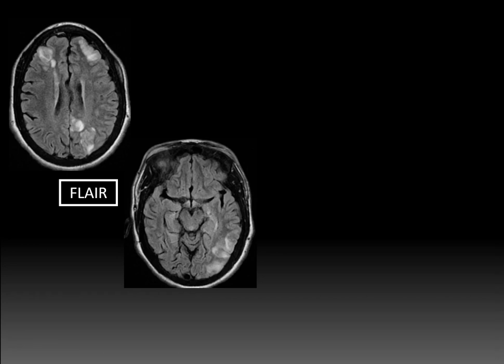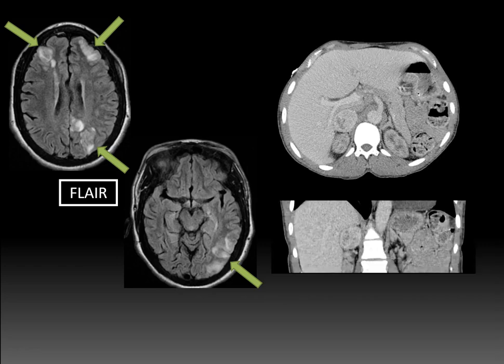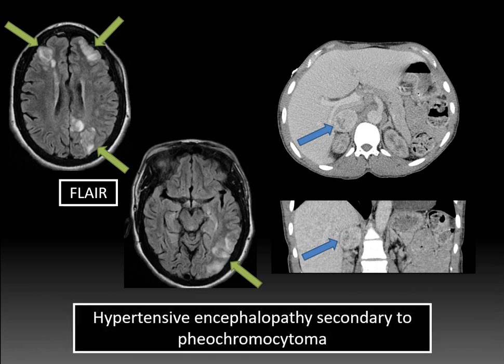These are FLAIR images of the brain. FLAIR stands for Fluid Attenuation Inversion Recovery, which is a T2-like sequence that has suppressed CSF signal, so the CSF will look dark and it brings out white matter abnormalities. And indeed, there are bilateral frontal and left parietal occipital areas of white matter signal abnormality indicating encephalopathy, and that was due to this right heterogeneously enhancing solid adrenal mass, which was resected and determined to be pheochromocytoma. And this is an example of hypertensive encephalopathy secondary to pheochromocytoma.